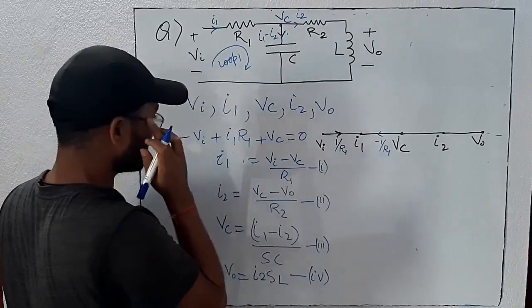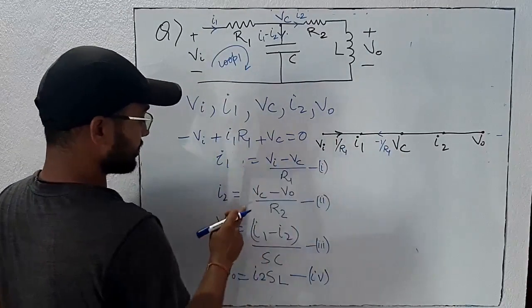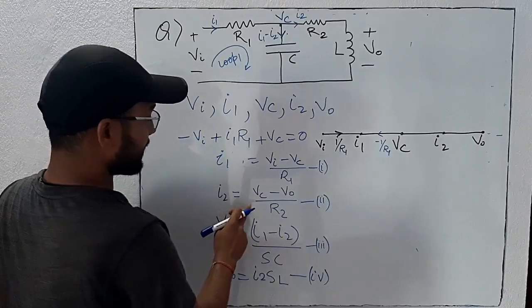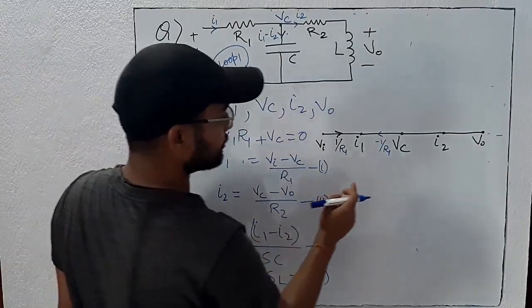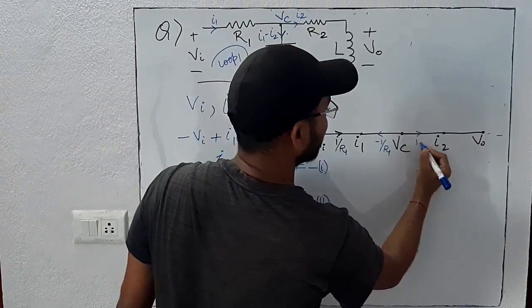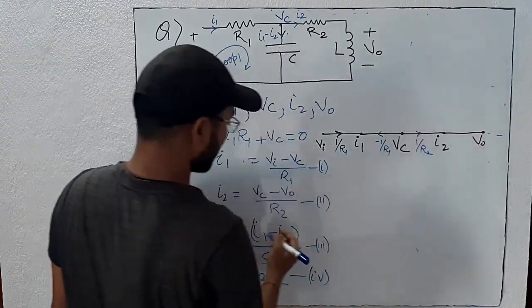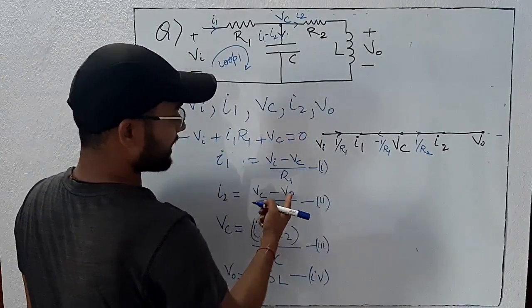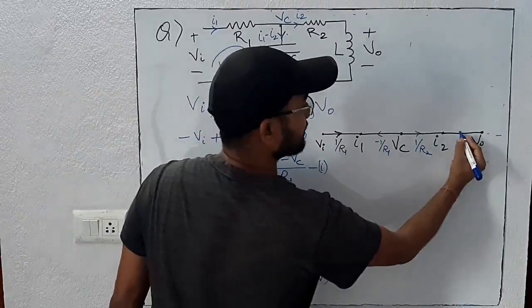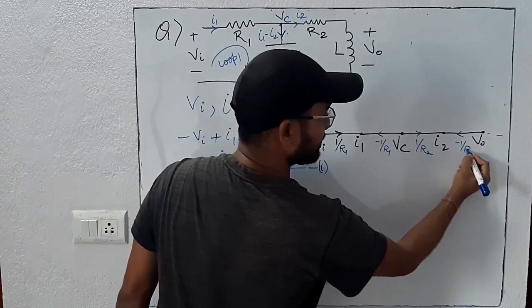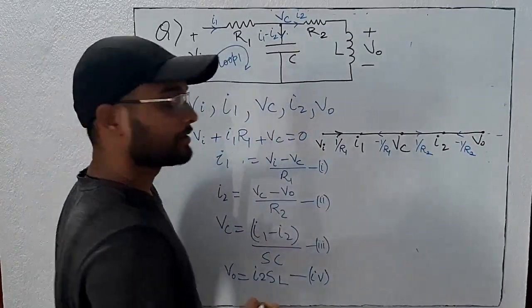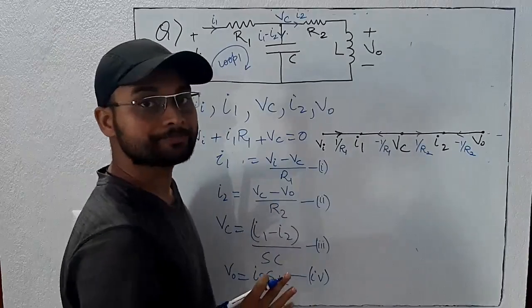So the I1 equation is done, the first equation is done. Now for the second equation, I2 is equal to Vc by R2. So here 1 by R2, and that is equal to minus V0 by R2. Here also minus 1 by R2 we will do. So equation 2 is also done.